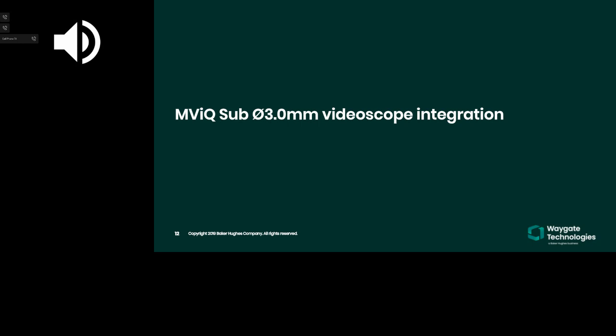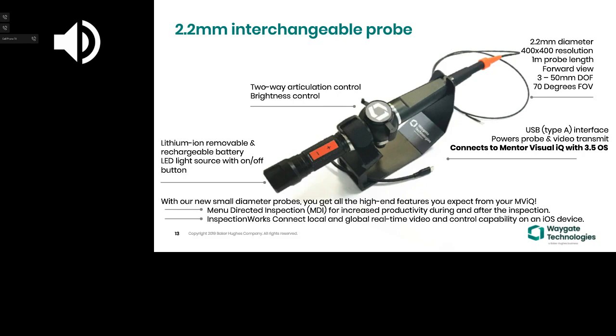Now, I want to talk about something that has been a dream, and that is to have a sub 3mm video scope integrated with the Mentor Visual IQ, and it is now going to be available in a very short period of time, just within a matter of a couple of weeks. And this first launch is going to be a 2.2mm probe. It's interchangeable. It's actually going to plug into your Mentor Visual's USB port, give you high-resolution imaging with a 2.2 millimeter OD camera and a 1 meter long insertion tube.